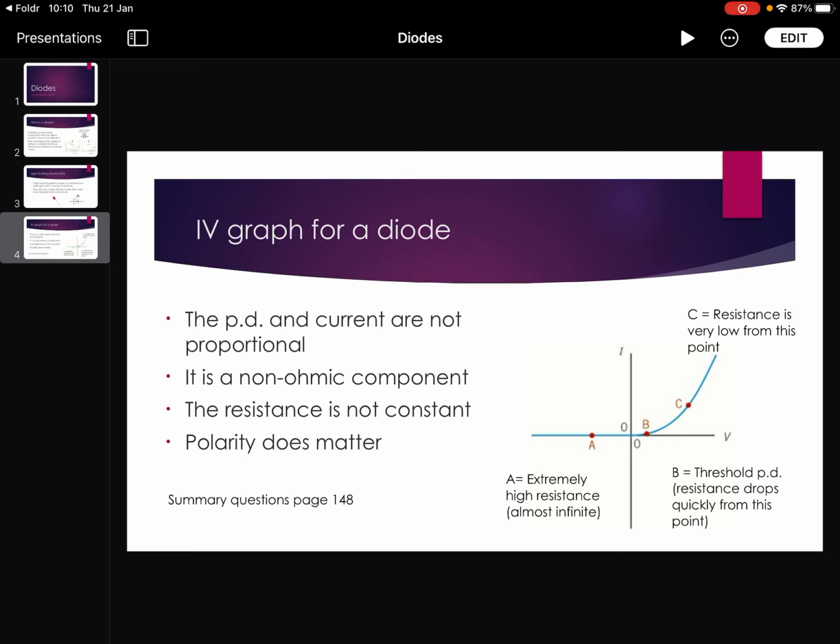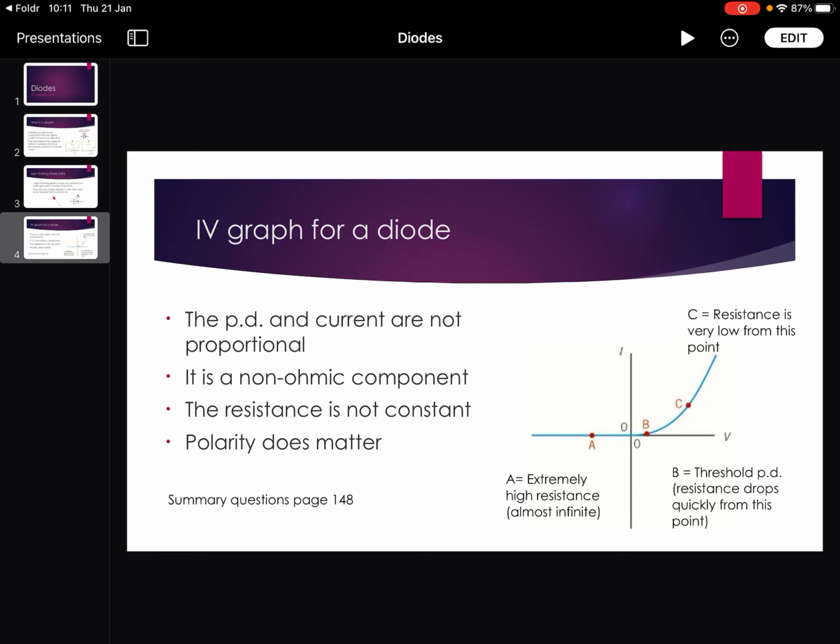Polarity does matter. And by that I mean you'll notice there is no current flowing on the negative side of the graph because, as we know, it doesn't let any current flow. So let's look at the graph, and you'll see I've labelled various key points. A, on the left-hand side. This is reverse polarity. The diode is pointing the wrong way. There's extremely high resistance.